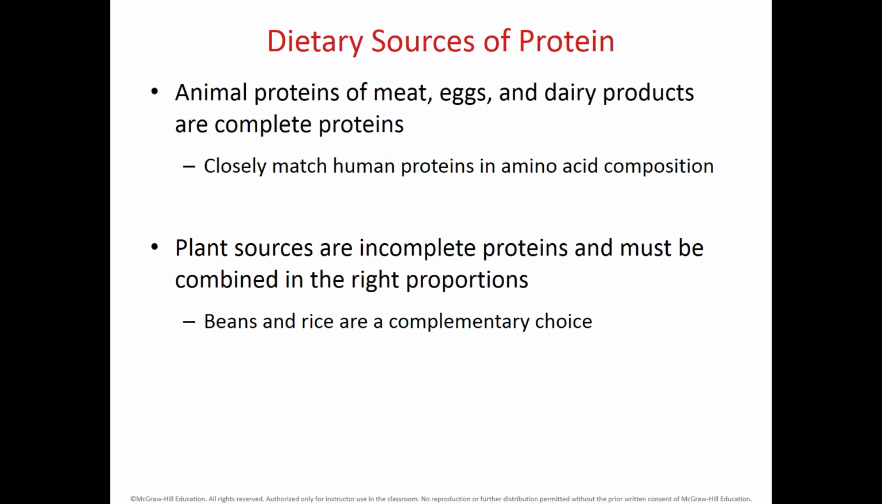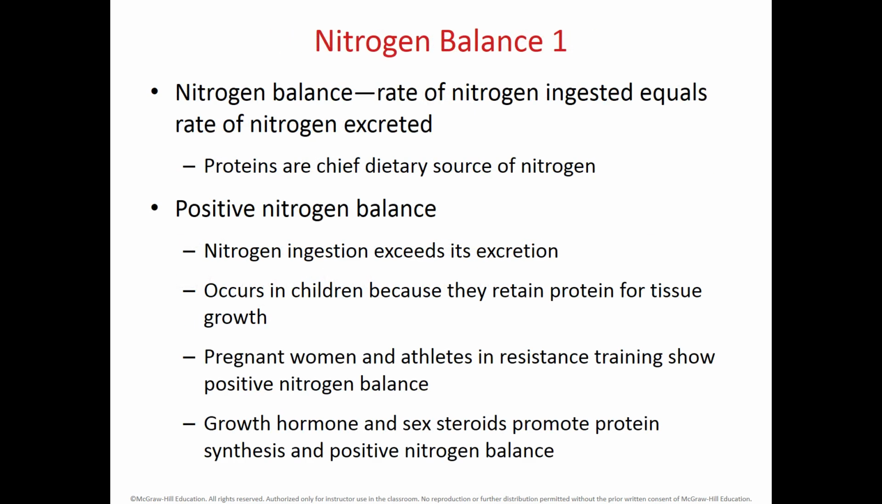Now, animal proteins closely match our human proteins, and you can opt out if you are not someone who ingests animal proteins. You can have your proteins coming from plant sources that combined can give the right proportions of animal proteins.